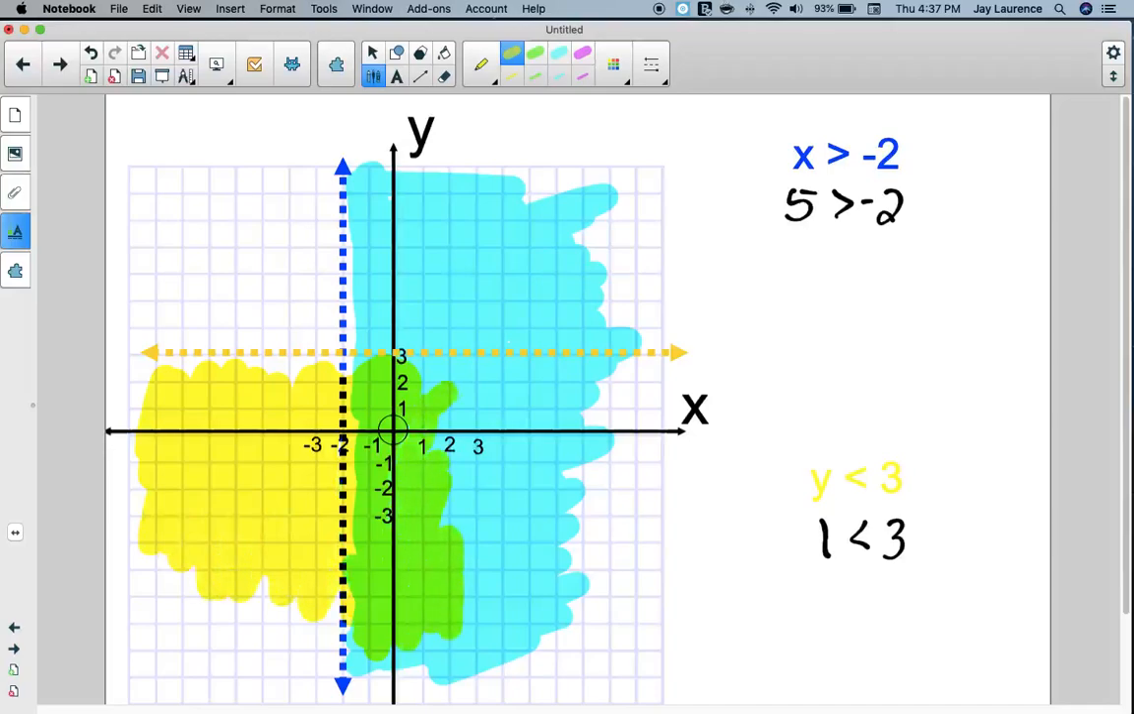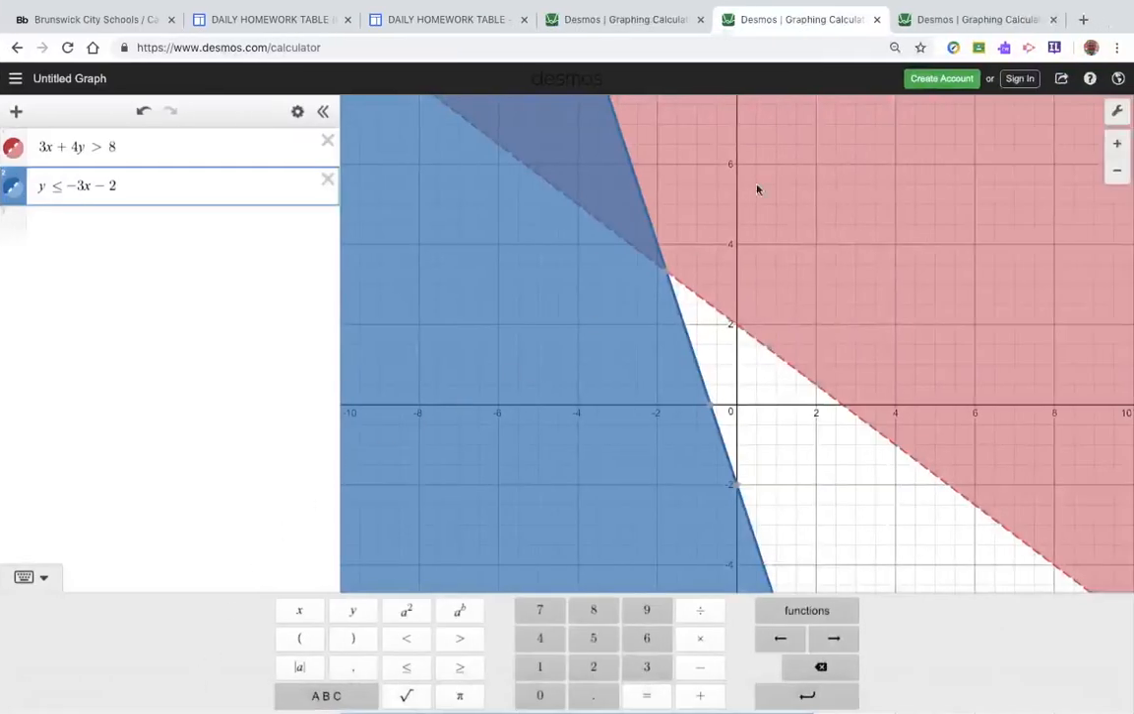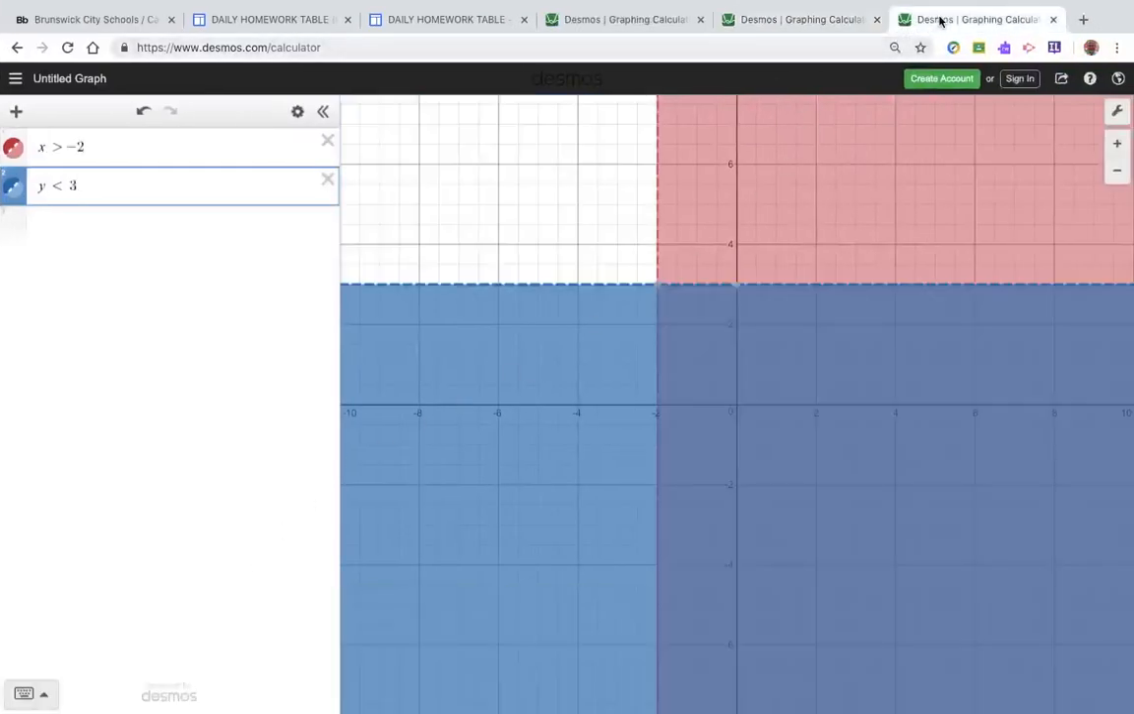And you can see where the green is. The green is everything this way and down. And there you go, that lower right quadrant. Okay, so checking Desmos. There we go, the purple's in the lower right quadrant.